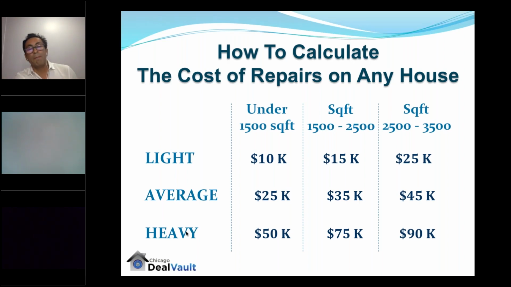So again, if you're in the light rehab, add a 5,000 cushion. If you're in the average or medium rehab, add a 10,000. That's it. So that rule of thumb has worked incredibly well. So even if you fail to account for something, guess what? That's what the cushion is for.